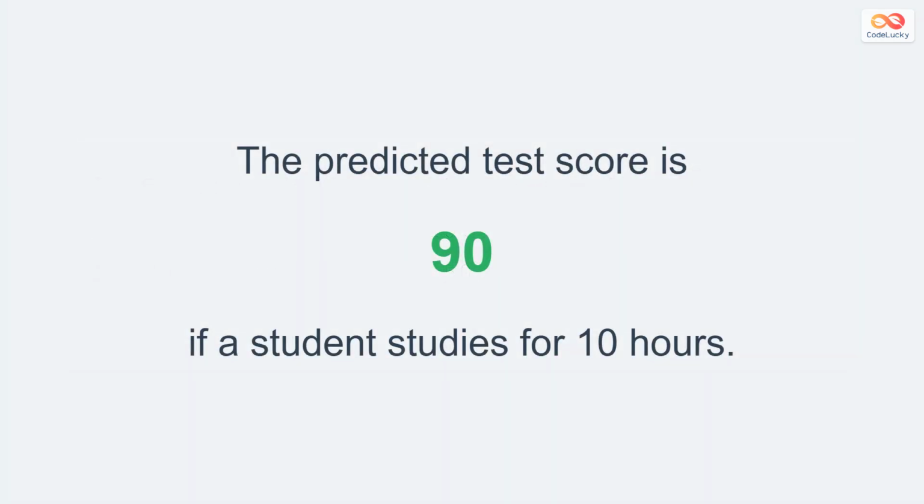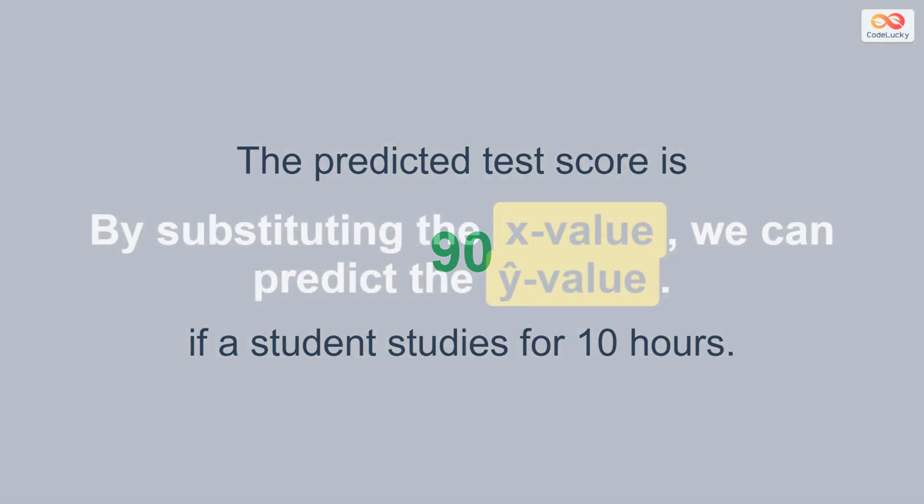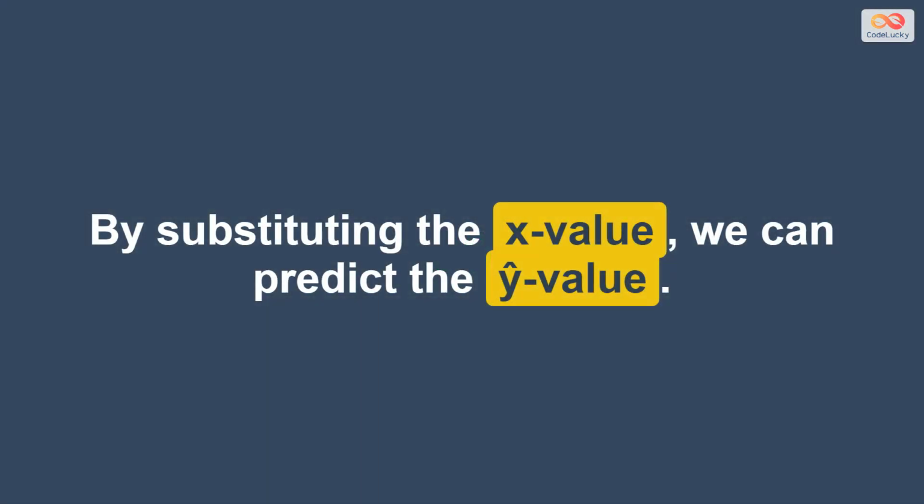So, our prediction is complete. A student who studies for 10 hours is predicted to get a test score of 90. Remember, the core idea is simple. By substituting a known x value into the regression equation, you can unlock a prediction for the y value. It's a fundamental concept in statistics for making forecasts.